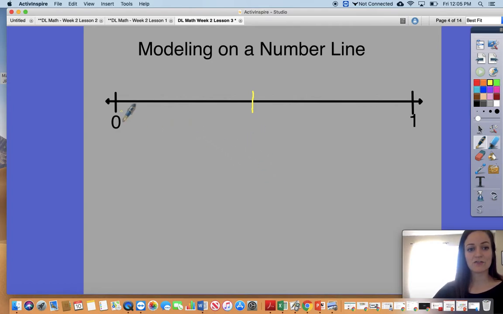1/2, right? I have 2 equal pieces, 1, 2 equal pieces, and this is the first line. This is 1/2 of the number line, okay? Hopefully that makes sense. Now let's look at another example.